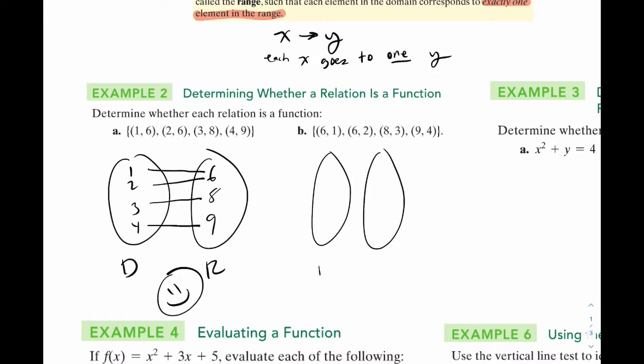Let's try the next one. 6, 8, 9. 1, 2, 3, 4. 6 goes to 1 and 2. 8 goes to 3. 9 goes to 4. This is not a function, as you were probably thinking, because of right here. This one x is going to two different y's, and that's what breaks the rule right here. So this would be not a function.